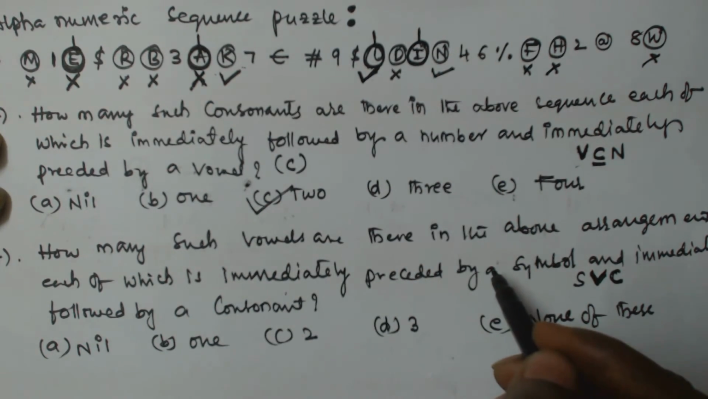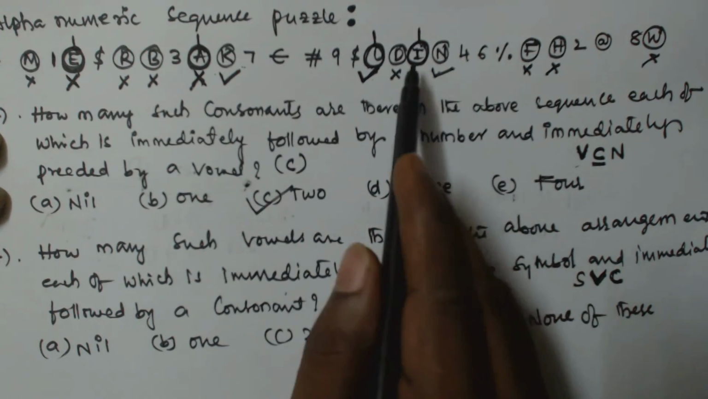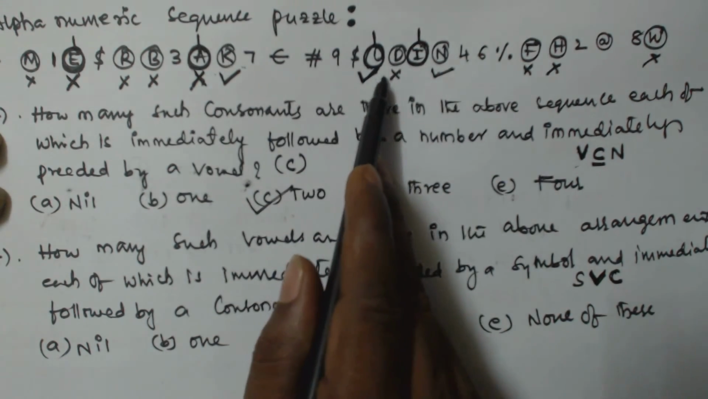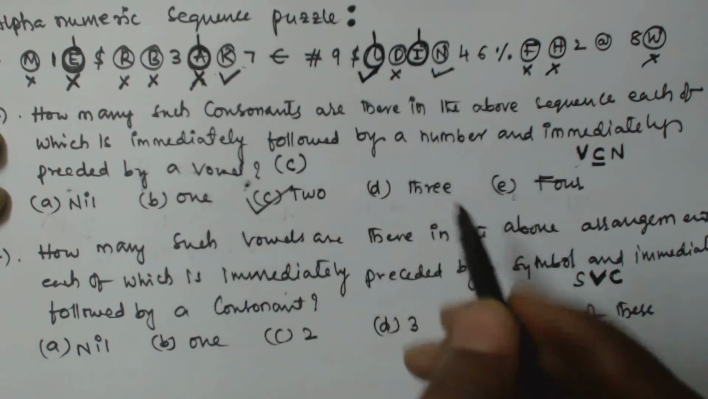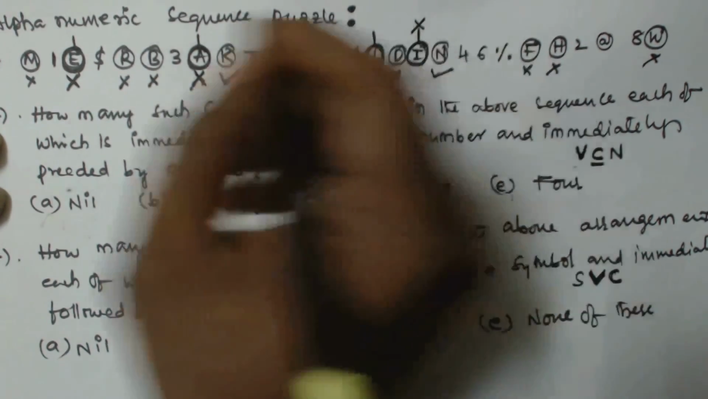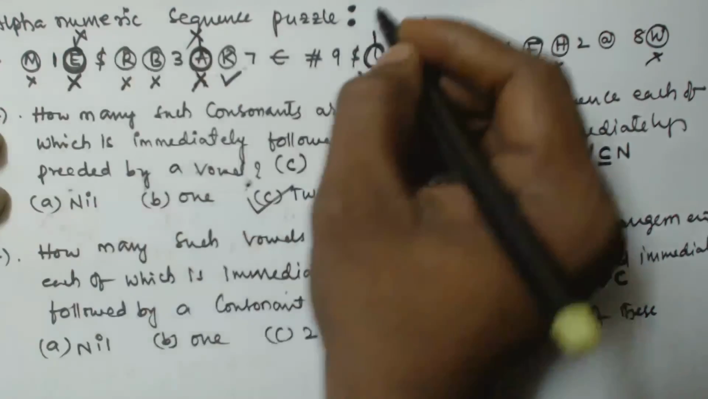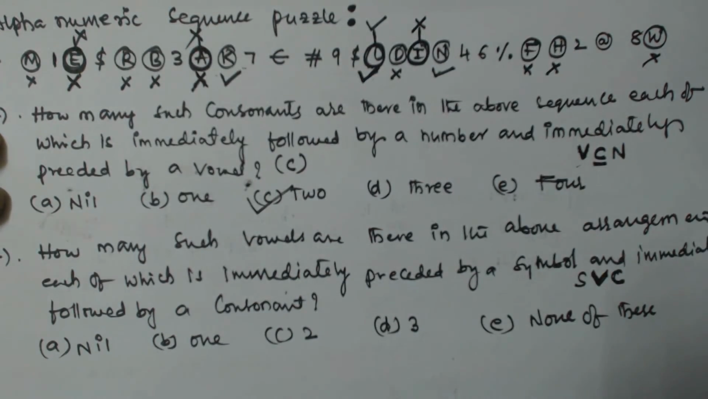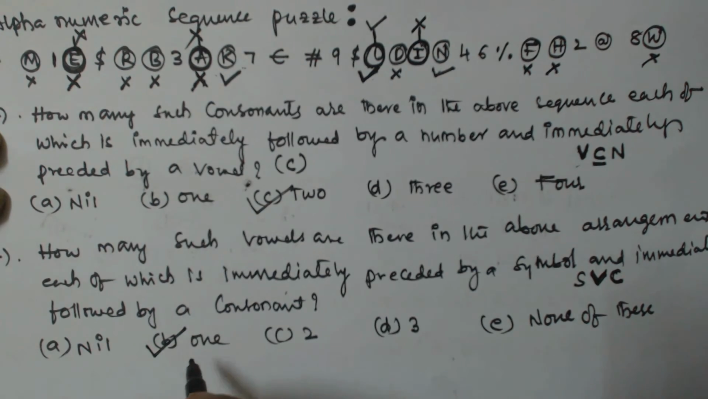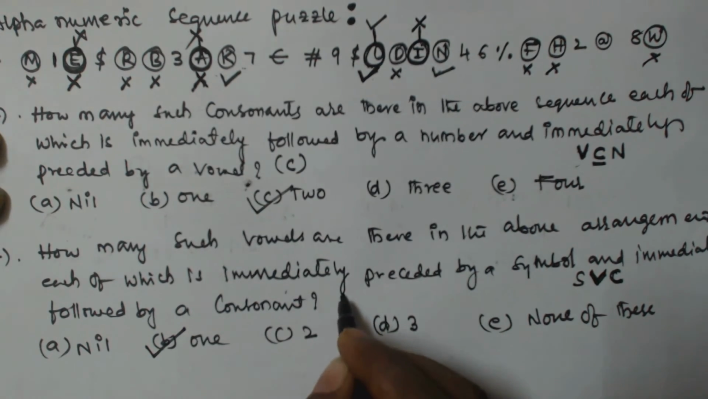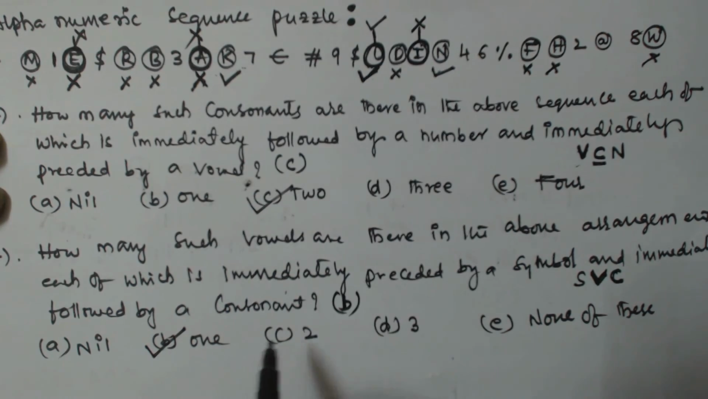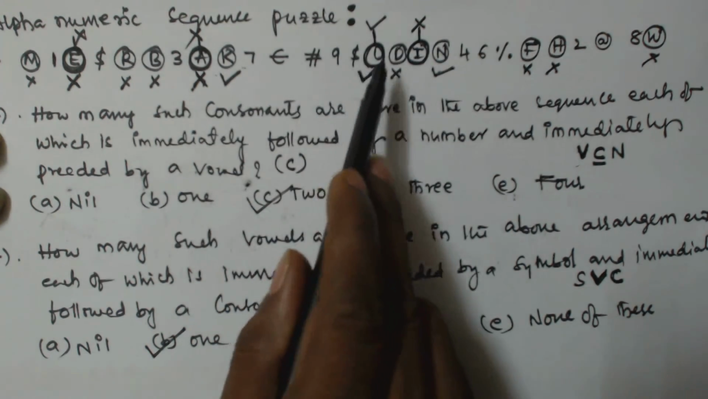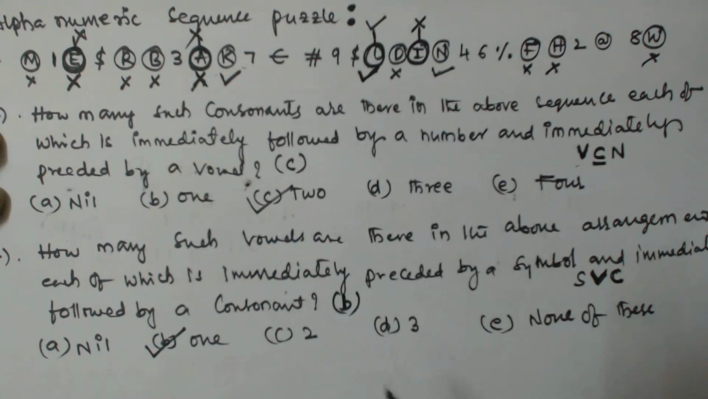Okay, so I take this U, so one is satisfying the given two conditions, right? And next one is I, and it is preceded by a D, which is not a symbol, so that's why I do not take this one. I do not take this one and this one, only this one is satisfied, that is U. So that means only one vowel is preceded by a symbol and followed by a consonant, so that means one, which one? The option B. So the answer for the second question is option B, which is 1. So that is only U vowel and it is preceded by a symbol and followed by a consonant.